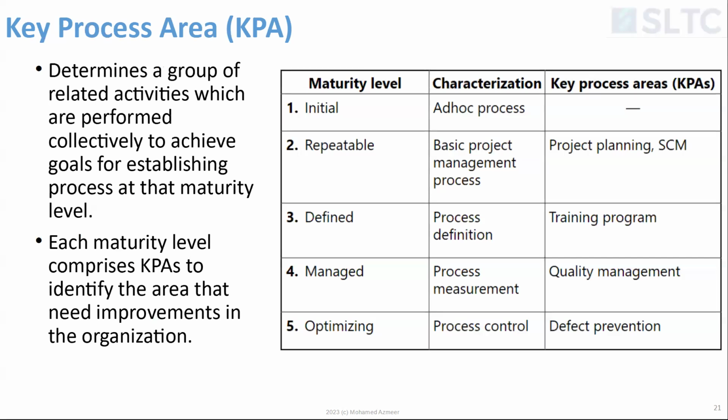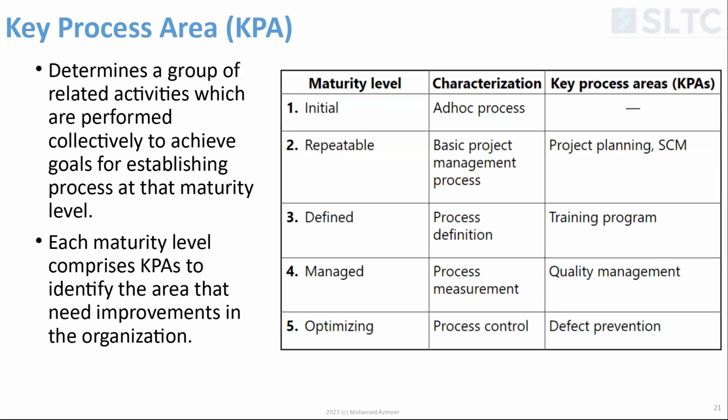For example, to go from 1 to 2, we need to look at project planning and software quality management, SQM. Basic project management is what is required there. Characterization. To go to level 3, you are looking at project definitions as a characterization. And what do you need as KPA? Staff training. Only then people know what to do. To go to level 4, you are looking at process measurement. Now, you need quality management KPA, right? Again, staff training, of course, throughout the system.